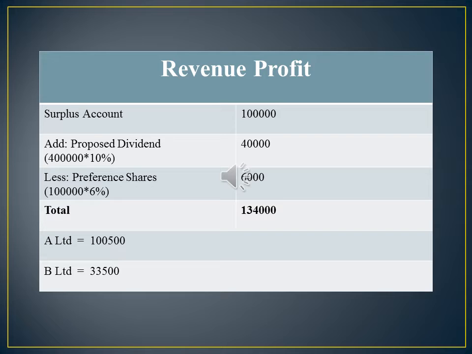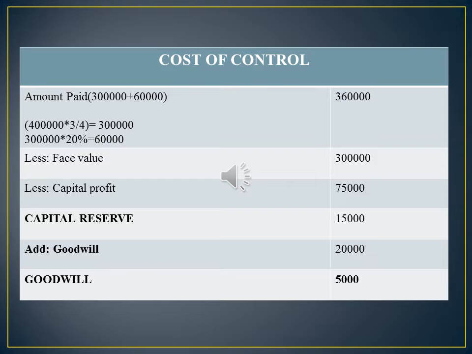Preference shares is 6% preference share and the amount is 1 lakh rupees. So 1 lakh into 6% and you will get 6,000 rupees, and you should divide it into A limited and B limited. A limited will be 1 lakh 500 rupees and B limited is 33,500.